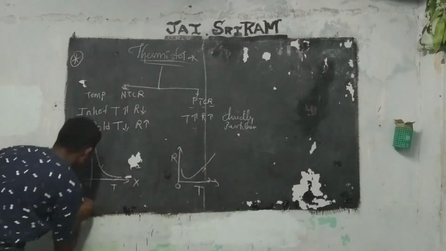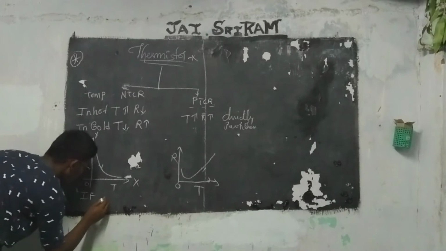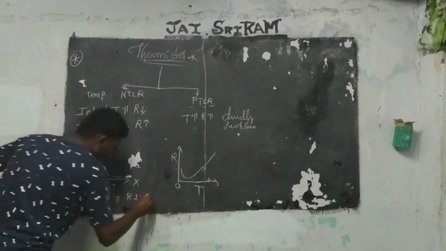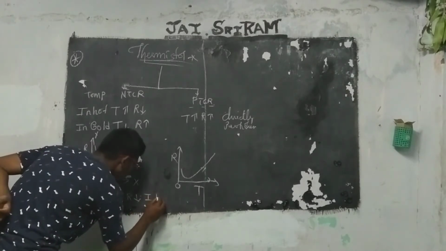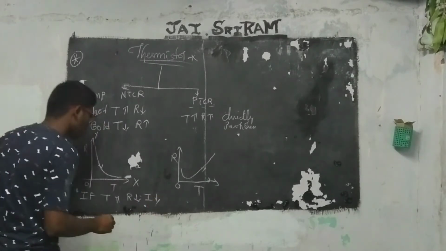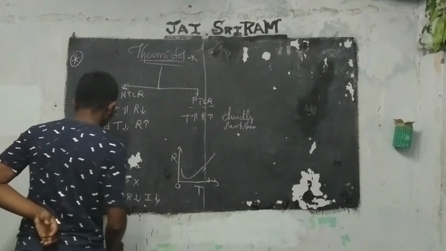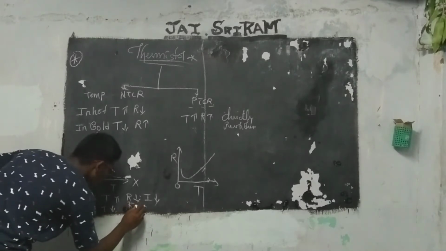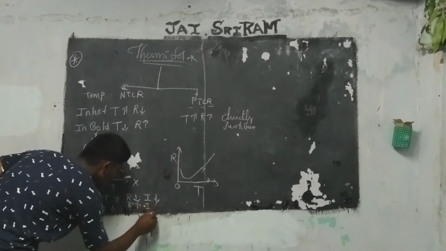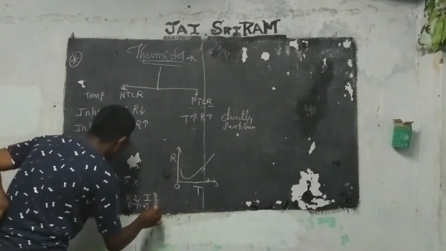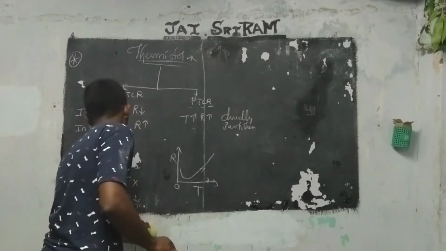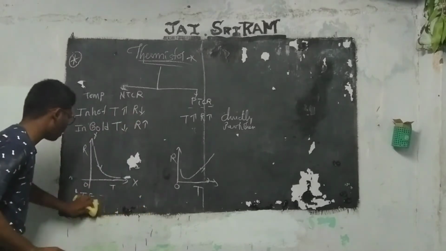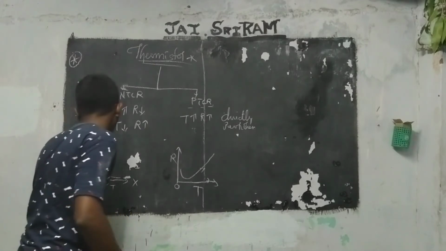Here, if temperature increases, resistance decreases, and current also decreases. If temperature decreases, resistance increases, then current... Sorry, here we have a reverse case. Sorry for the disturbance. Here we have a reverse case. I'll teach there; we don't waste our time.